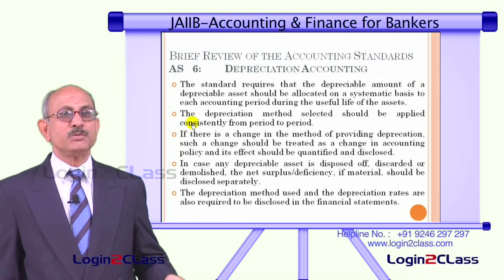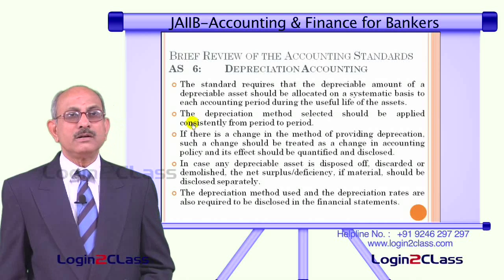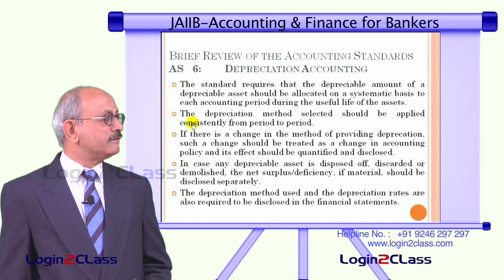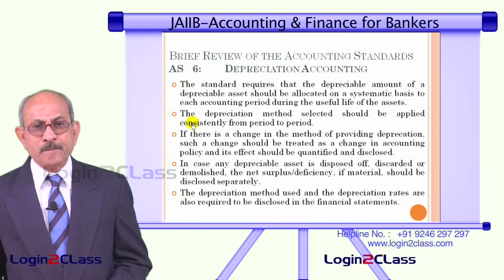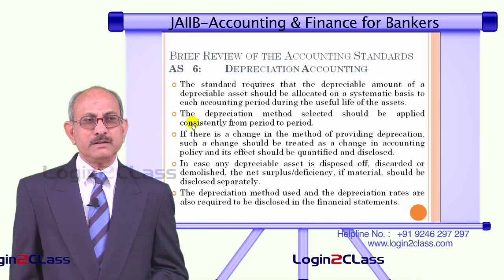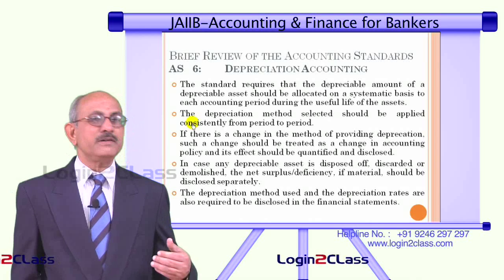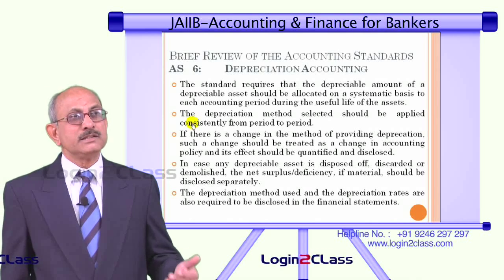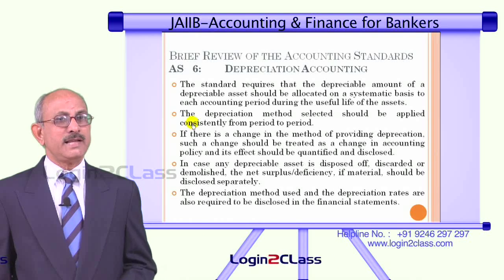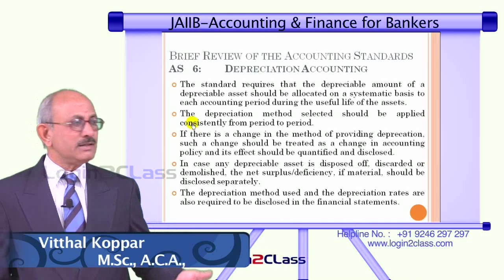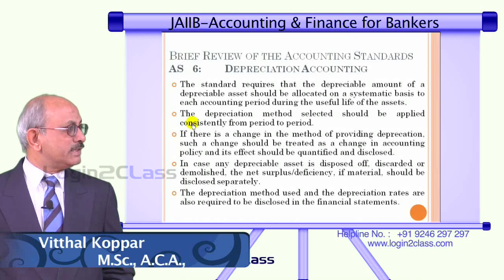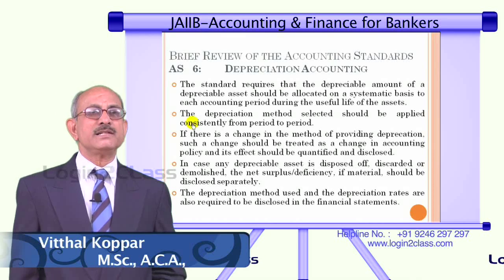In case you are disposing of a depreciable asset, or it is discarded or demolished, the net surplus or deficiency should be disclosed separately. For example, if a company has sold off a building, they would be getting some money out of that sale of the building. So, this is disposal of a depreciable asset, and this money has to be shown separately, so that the users of the financial statement know that this cash flow has come from activities other than the normal activities of the entity. The depreciation method used and the depreciation rates are also required to be disclosed in the financial statements.